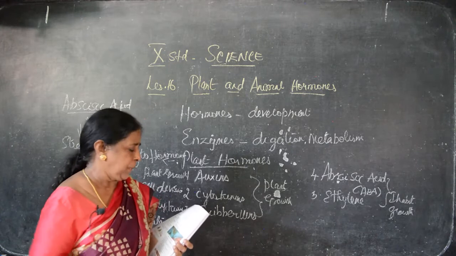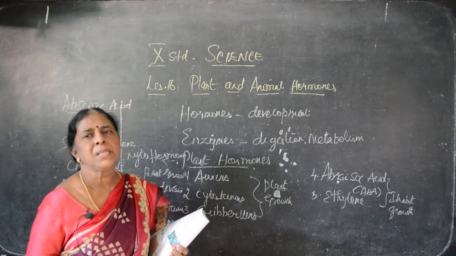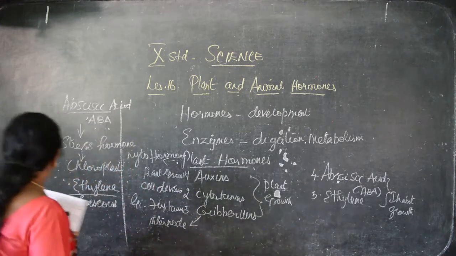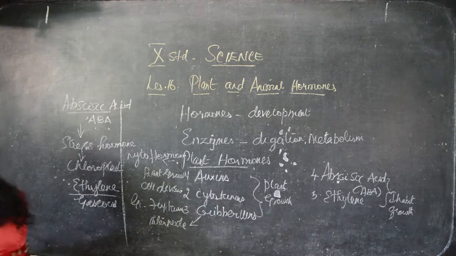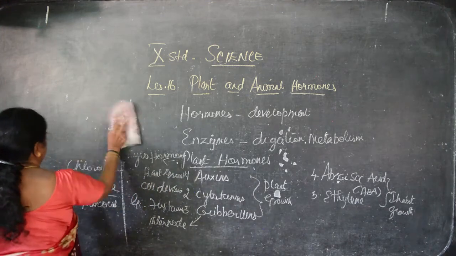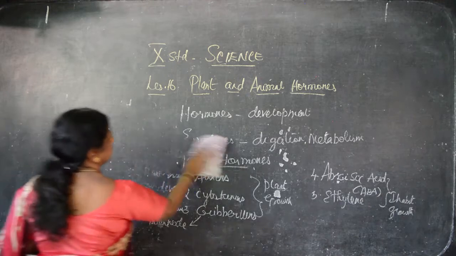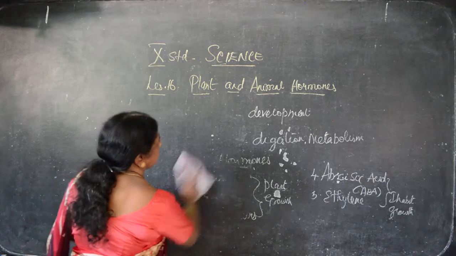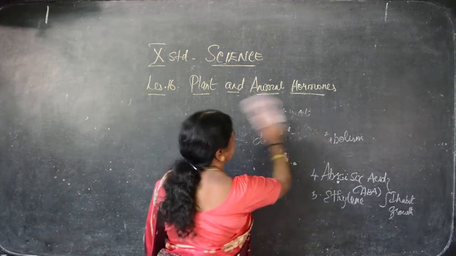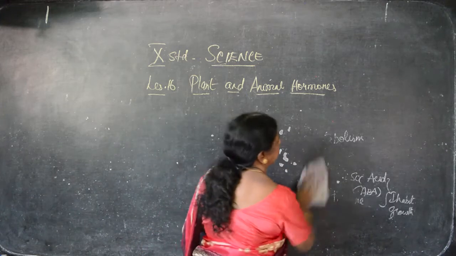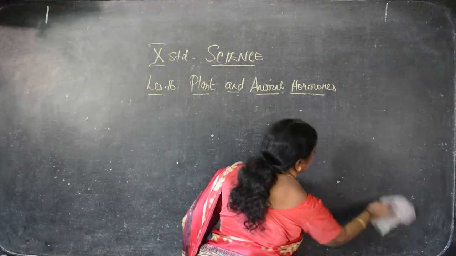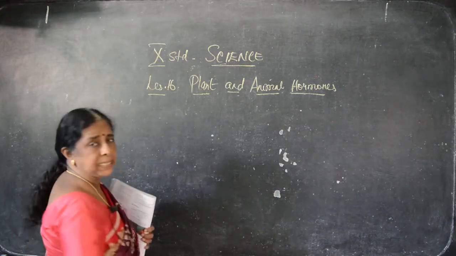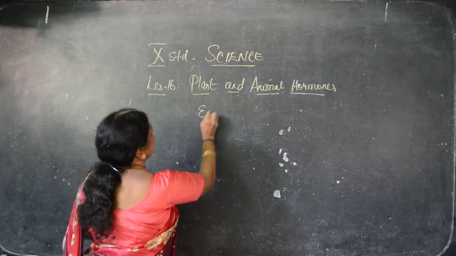Clear, children? Now we have to go for animal hormone. I think you don't have any doubt regarding plant hormone. Shall we go to animal hormone? Animal as well as human being, both are the same only. Now we have to see animal hormones. In plants we have seen 5 hormones. Similarly in animals we have mainly thyroid, that is glands, endocrine glands. And the endocrine glands only secrete the hormone. Now in animals we have to see endocrine glands.